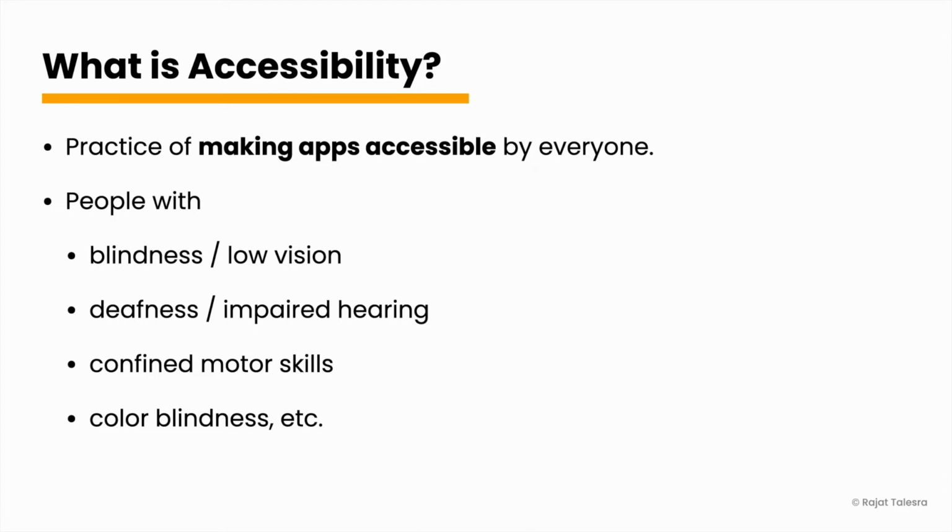Now when we say everyone, we mean people who have blindness, low vision, deafness or impaired hearing, or are colorblind, or there can be n number of various disabilities, or the better word would be especially enabled people. Now, whenever as developers we are creating applications, we don't think a lot about those conditions, but actually we should. And that practice of thinking and creating apps which can be usable by everyone is basically accessibility.